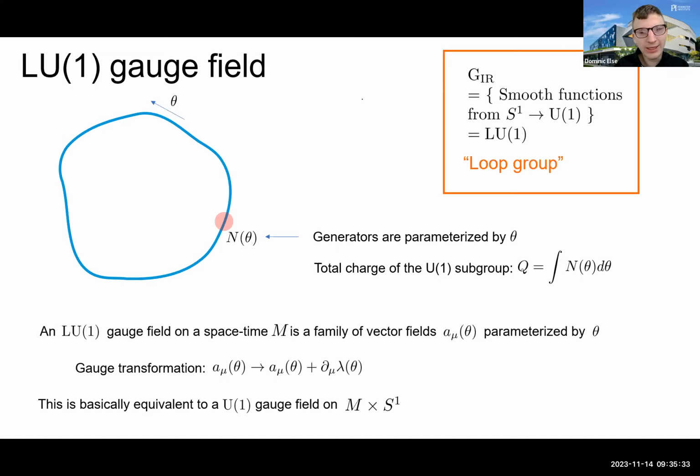If you look at this definition, you'll see that it's more or less the same as saying that you have a U1 gauge field on M times the circle. So we will use that analogy, but you shouldn't take it too seriously from a physical point of view. It is important that you remember there's really a gauge field for an LU1 symmetry at the end of the day.